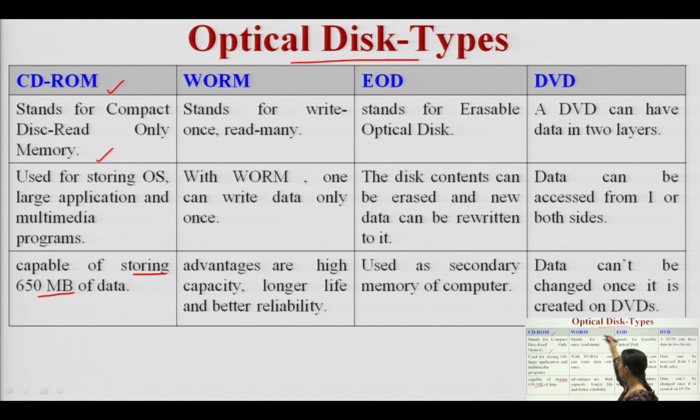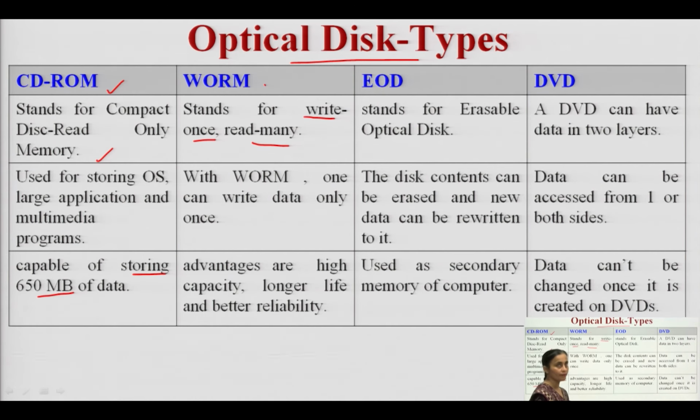Then the second type of optical disk is WORM. This WORM stands for write once, read many. That means while using WORM we can write data only once. The most common advantages of using WORM are high capacity, longer life, and better reliability.